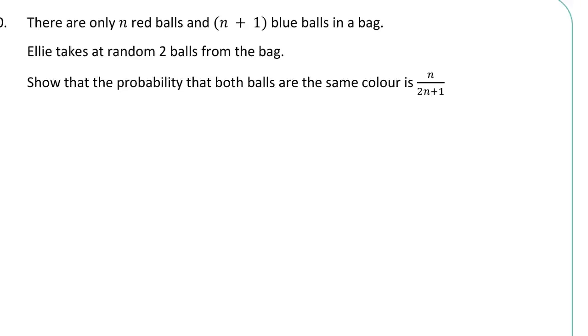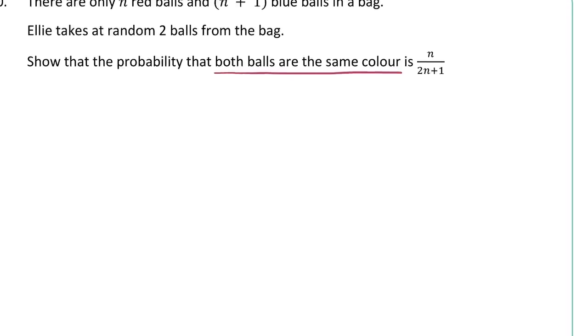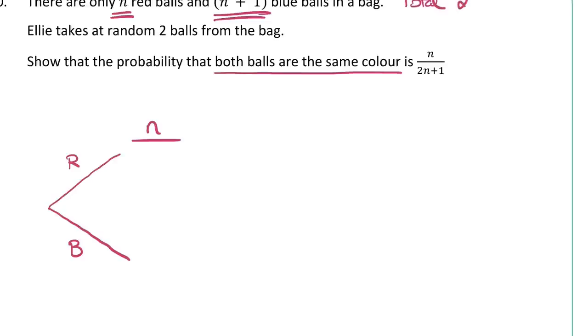That's a little bit annoying. Both balls are the same colour. That means we can have red, red and blue, blue. So it's a little bit longer than it first looked. But let's draw a probability tree and visualise what this looks like. So we have red and blue. Red, it says, was n over the total. Now if there's n red and n+1 blue, that means we have a total of 2n+1. The n and the n gives us 2n and the +1. So n over 2n+1. And for blue, it would be n+1 over again 2n+1.